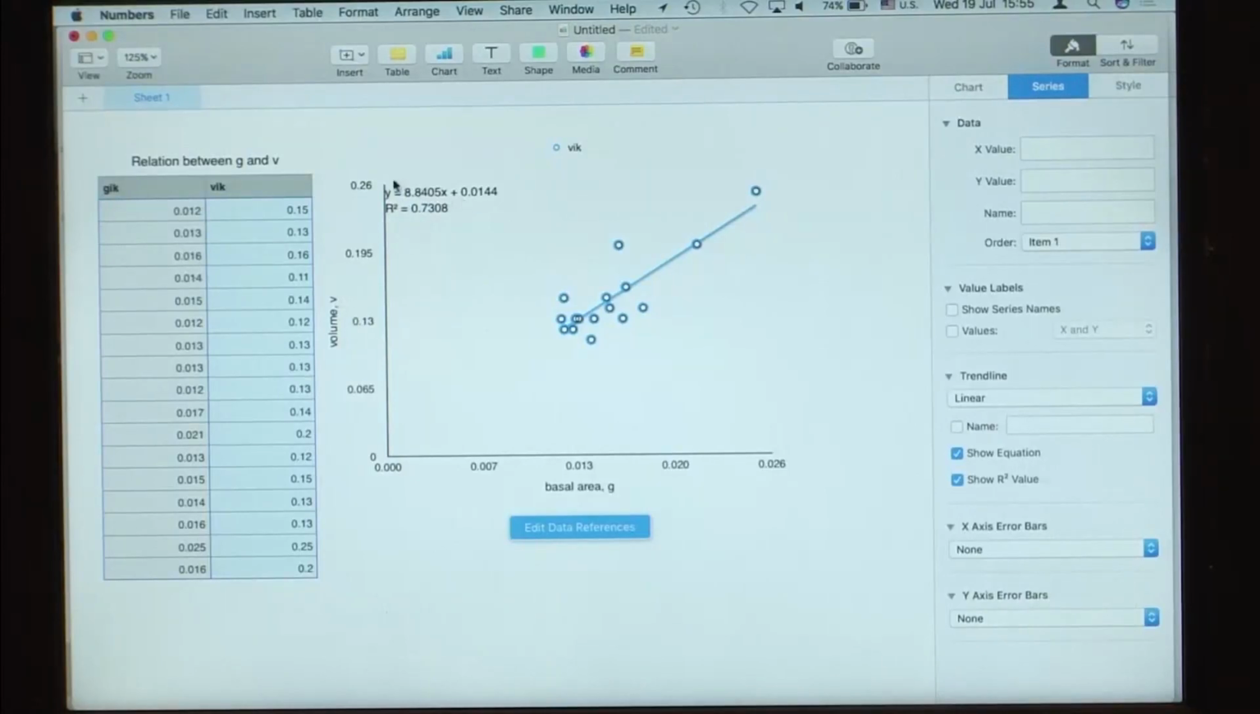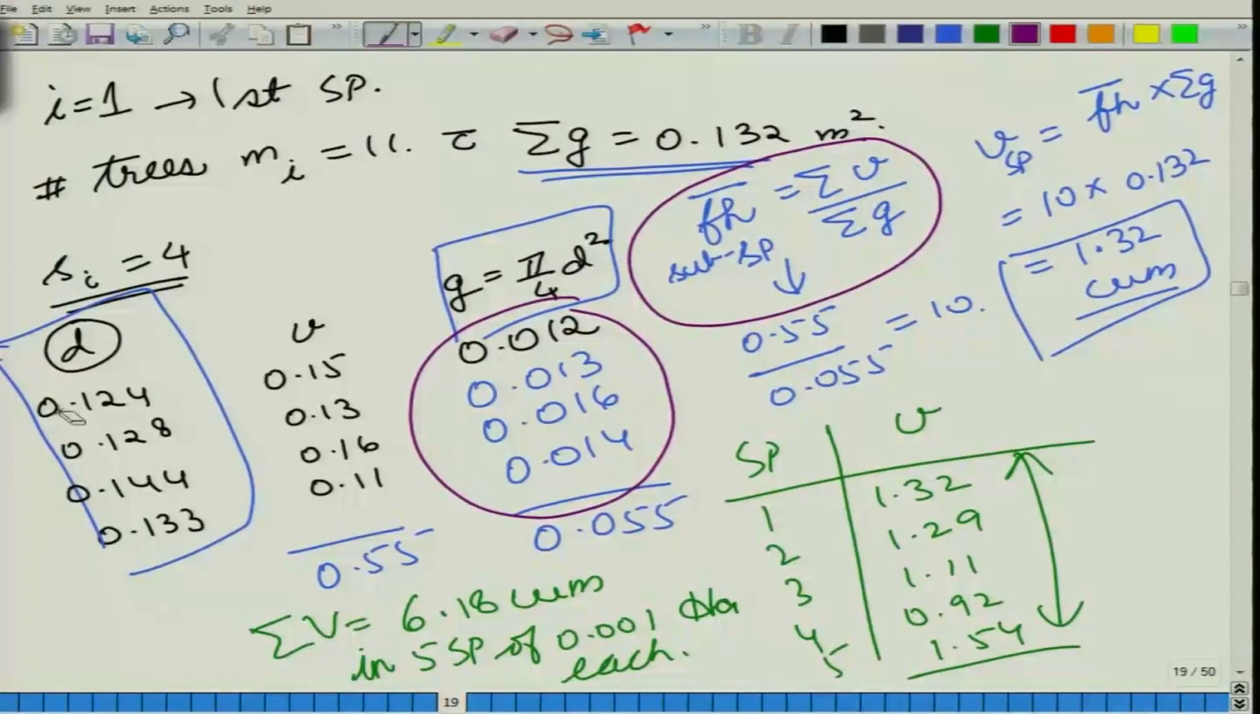The y value is the volume value. So, we are seeing that the volume is equal to 8.8405 times the basal area. Volume divided by the basal area would be the form height. So, essentially the form height that we are getting here is 8.84. Now, if we went back to the tablet, if you look at the tablet, we had computed this form height and it was 10.